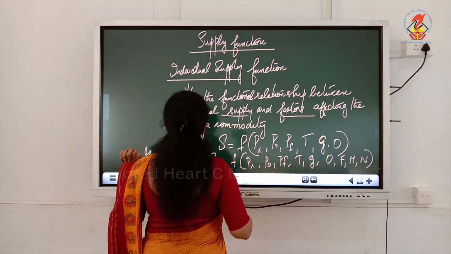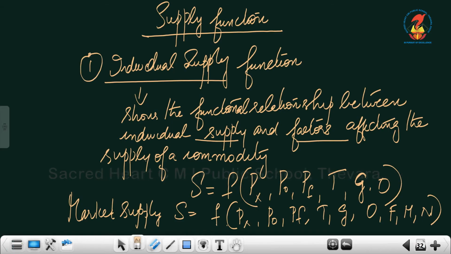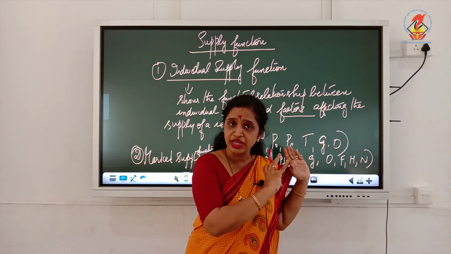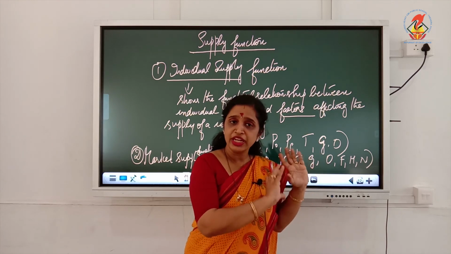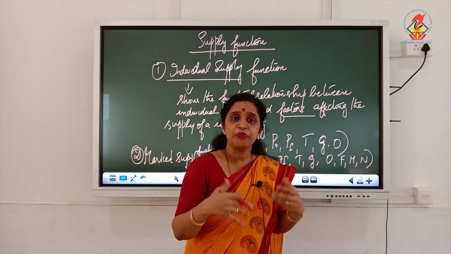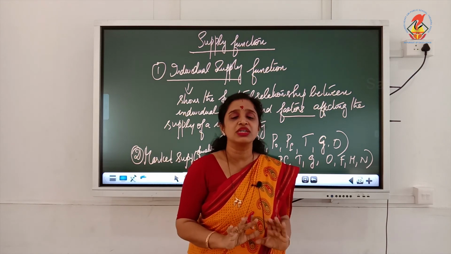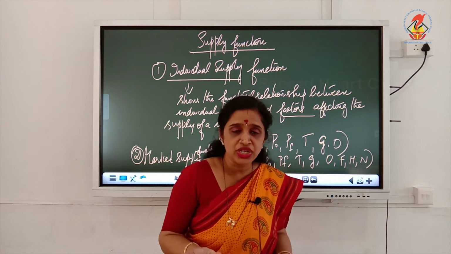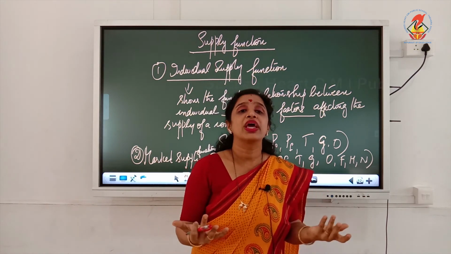Now, there are 2 types of supply function. One is individual supply function and the second one is market supply function, just as we learned for the demand, individual demand function and market demand function. What do we do in this supply function? We represent all the factors affecting individual and market supply in the form of an equation. When we represent all the factors which determine the individual and the market supply in the form of an equation, we call it supply function.